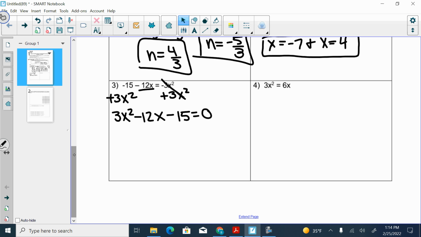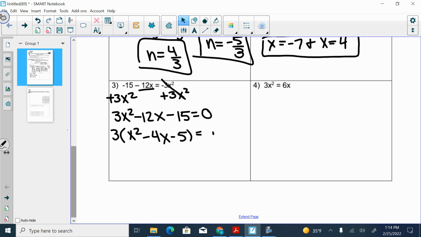Okay, we set it equal to 0. Now what do we need to do? Yes, now we look for that GCF. So what is our GCF going to be here? 3. Okay, so I'm going to take out a 3 from each one of these terms. So if I take 3 out of 3x squared, what's left? Very good. If I divide negative 12x by 3, what's left? Good. And if I divide negative 15 by 3, what's left? Nice.